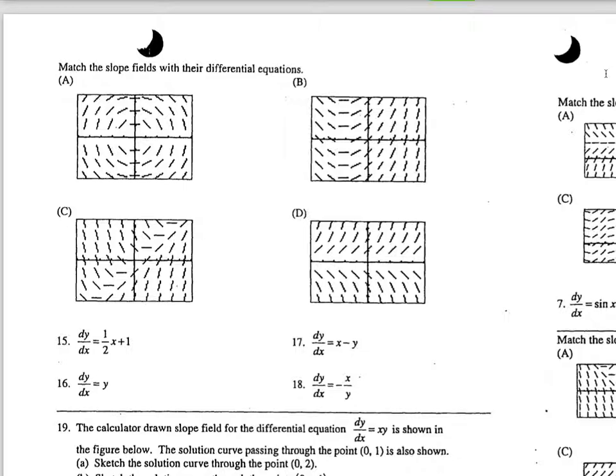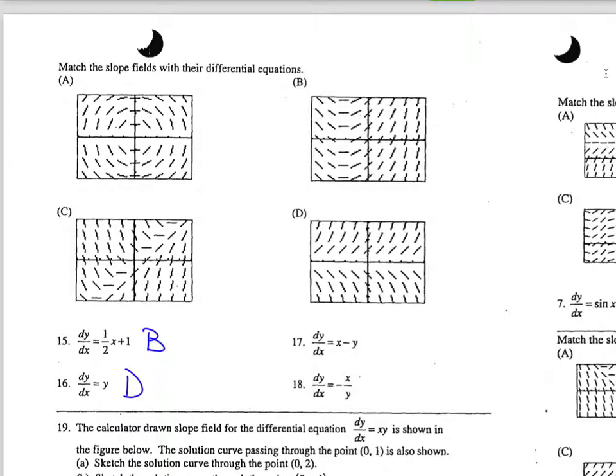What do you think? Well, A is 18. No, it isn't. I think D is 16. You think D is 16. Why? Because of the horizontal rows. My horizontal slopes are all the same, and that's the only one with y in it. So 16 is D. Very good. 15 has to be B, because all my vertical slopes are the same, and 15 is the only one that's in terms of x.